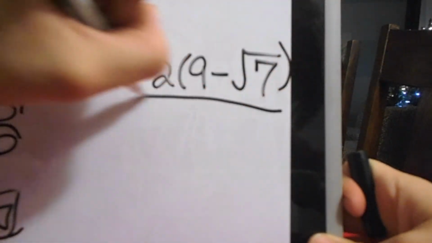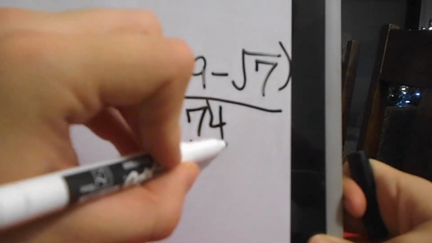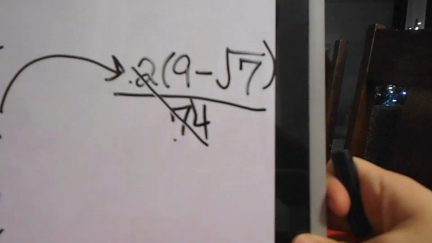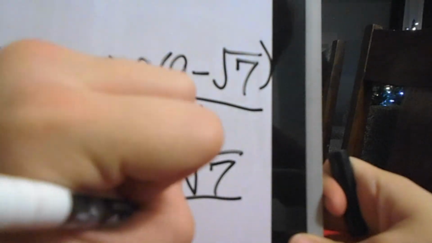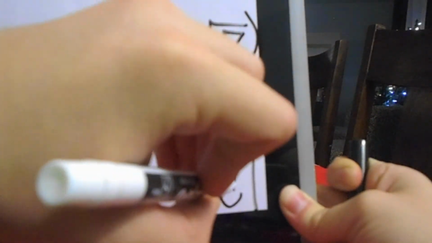But try not to distribute immediately, and here's why. Our denominator ends up being 74, which is divisible by 2, so they cancel out. We end up getting 9 minus the square root of 7 divided by 37, and that is our final answer.